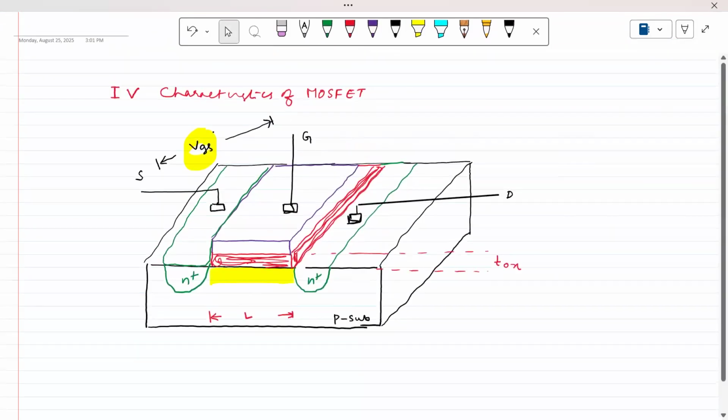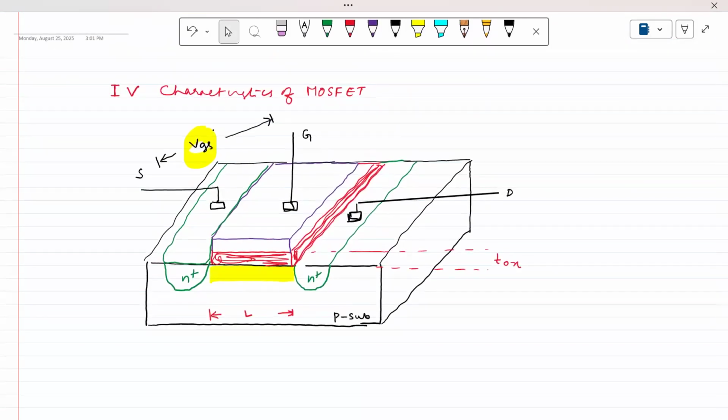Now, if you want to allow the carriers to move from one end to the other, we have to apply a potential difference. Where do we apply it? From source to drain. This is called VDS. Let me call this VDS: I am applying the drain to source potential.